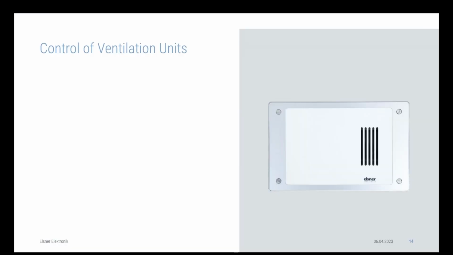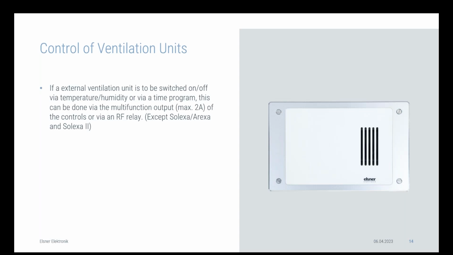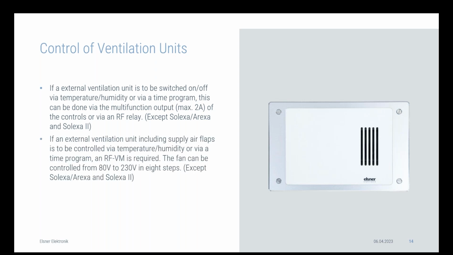Next up, we will discuss the control of ventilation units. If an external ventilation unit is to be switched on or off via temperature, humidity, or via a time program, this can be done via the multifunction output with a maximum of 2 ampere of the controls or via a radio frequency relay. This is possible for all control centers except the Solexa and the Solexa 2. If an external ventilation unit, including a supply air with supply air flaps, is to be controlled via temperature or humidity or via a time program, the RF VM is required. The fan can be controlled from 80 volts to 230 volts in 8 steps. Once again, this is possible for the big control centers, but not for the Solexa and the Solexa 2.